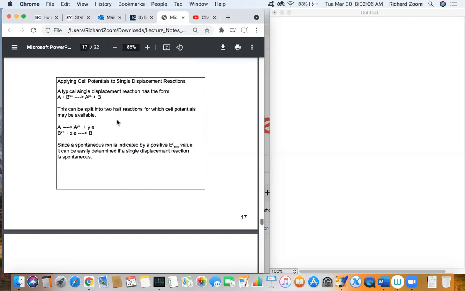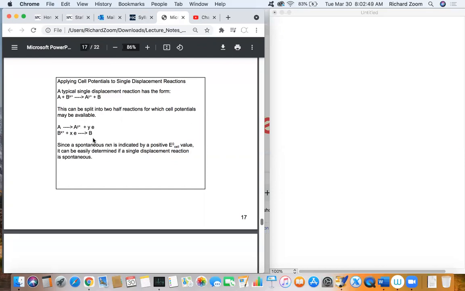Single displacement reactions are something you would have covered back in Intro to Chem and General Chemistry 1, I'm sure. These are reactions where we have a solid and something aqueous, and then that solid turns into something aqueous, and the something aqueous turns into something solid. These are actually a redox process. So something gets oxidized and something ends up being reduced. You can see here the A ends up being oxidized because the electrons are on the product side, and the B^x+ ends up being reduced because the electrons are on the reactant side.